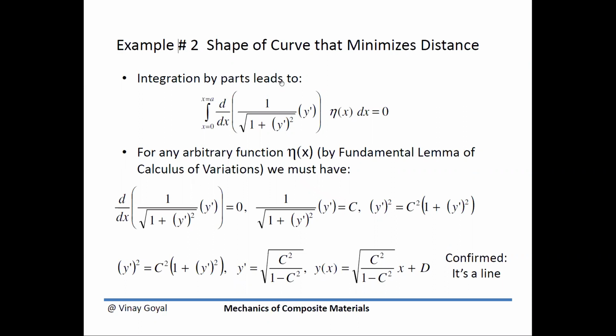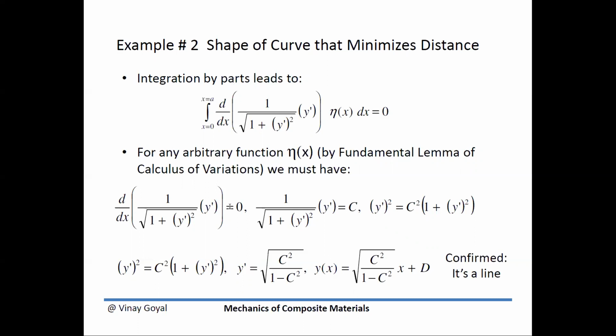So integration by parts, after simplifying everything, looks very simple actually. It looks like this. And since eta is arbitrary, we can use the fundamental lemma of calculus of variations. For any function eta, this integrand must be equal to 0. This part here must be equal to 0.